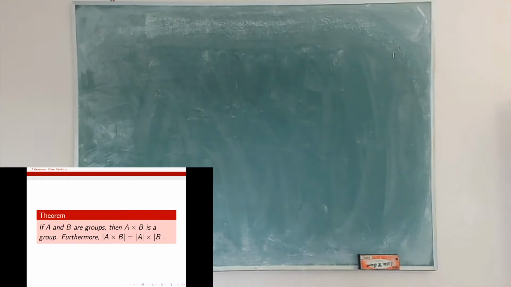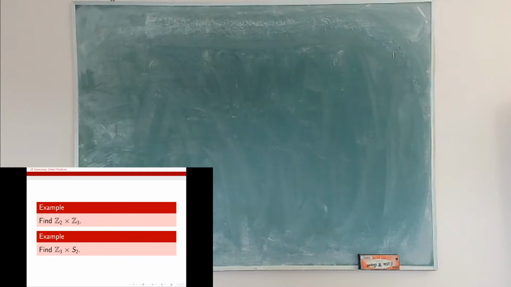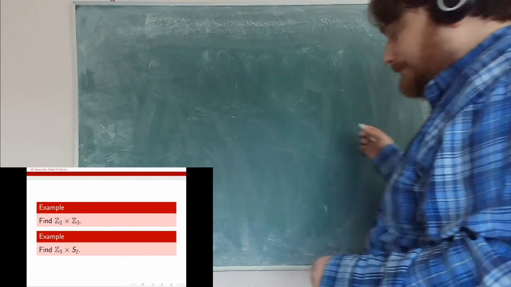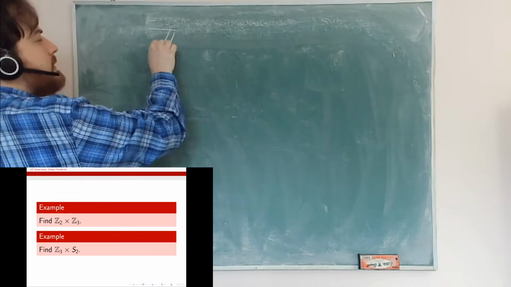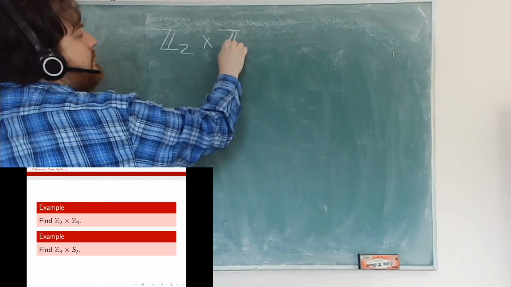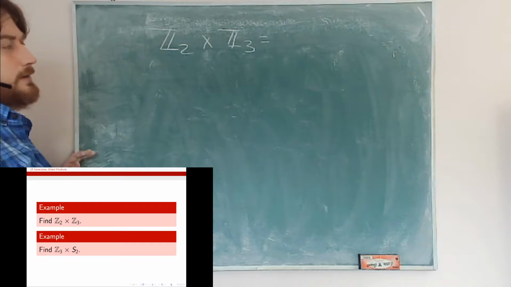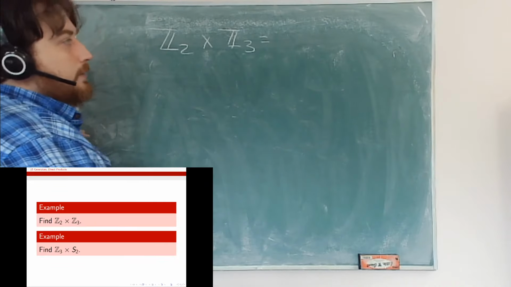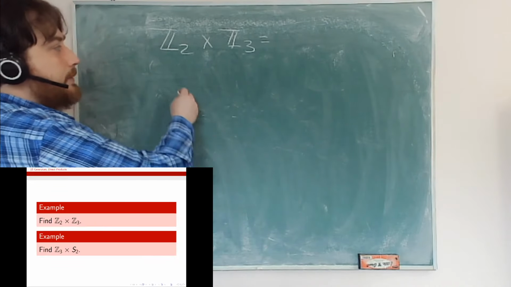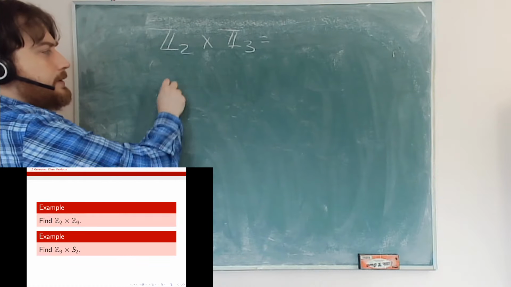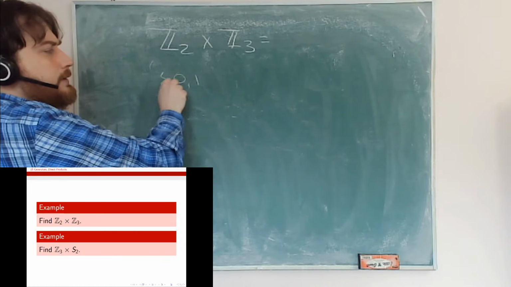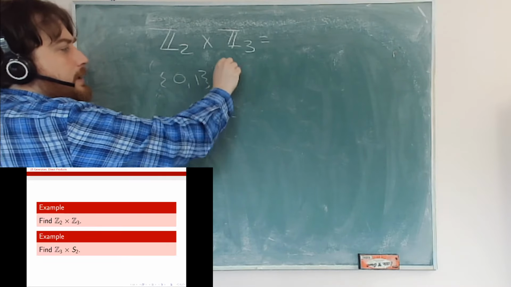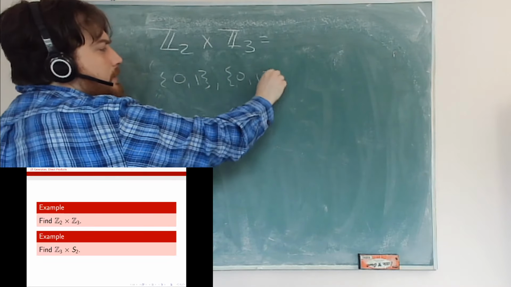All right, so what I want to do now is just look at a couple examples here and say, what would Z2 cross Z3 be? Or Z3 cross S2? Well, if I actually wanted to list out all of the elements of this set, what I would do is I'd list the elements of Z2 as just 0 and 1, right? Z3 is 0, 1, 2.